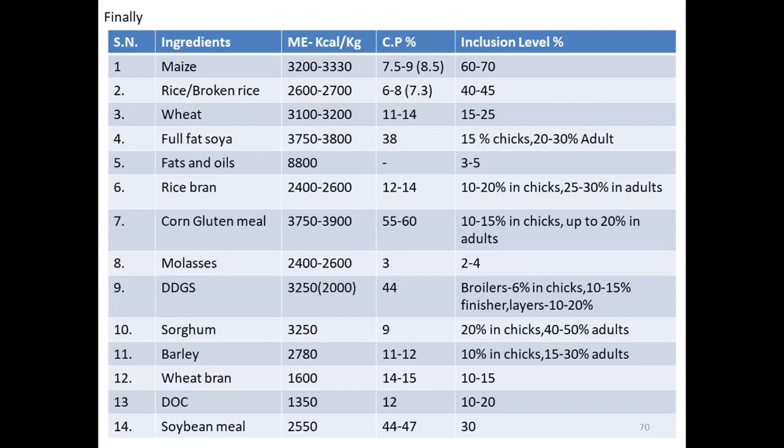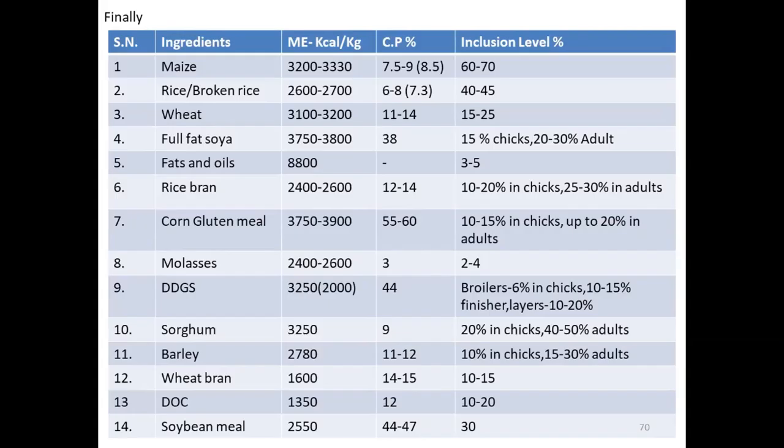These are the tentative crude protein contents of the ingredients, and I have included the maximum inclusion level of the ingredients in this slide, like maize 60 to 70%, broken rice 40 to 55%, wheat 15 to 25%, full-fat soya. And with this, I would like to conclude my presentation on common energy sources which are used in poultry feed formulations.